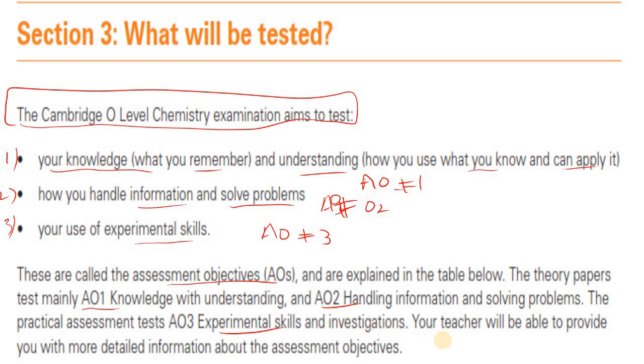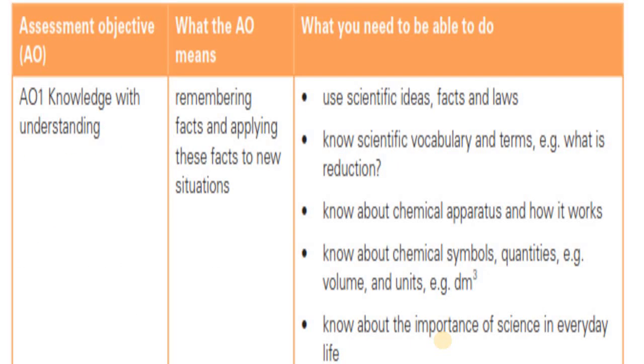So now look at this table. Number 1 is assessment objective number 1, that is knowledge with understanding, remembering facts and then applying these facts to new situations, right? This is the meaning of assessment objective number 1. Then what you need to be able to do? Use the scientific ideas, facts and laws, and know the scientific vocab and terms. Example, what is oxidation, what is reduction, what are isotopes, and what is electrolysis, etc.